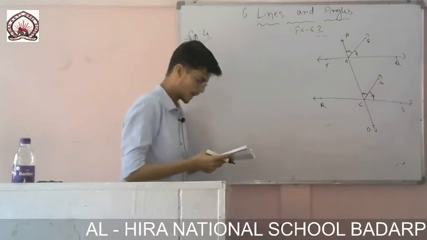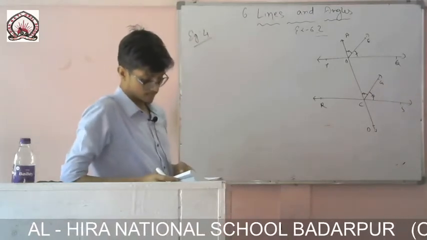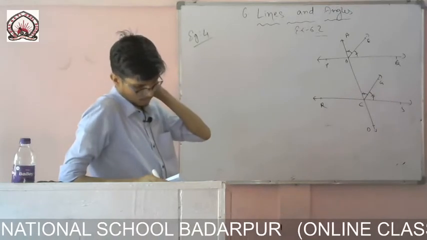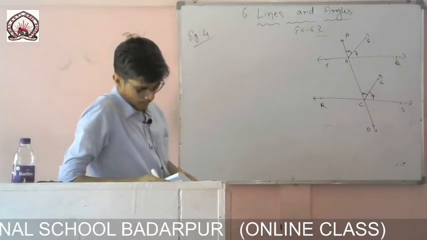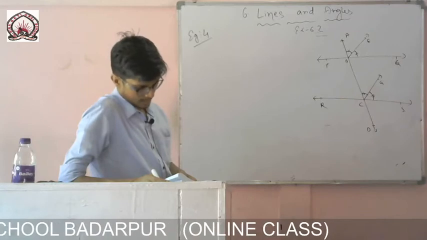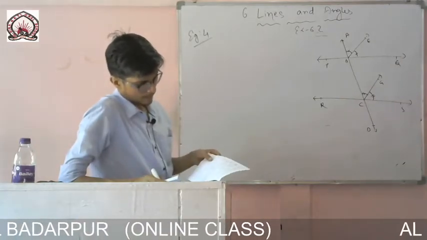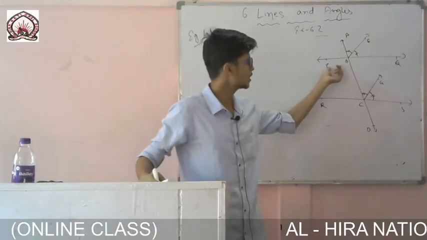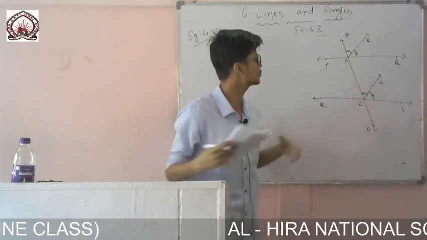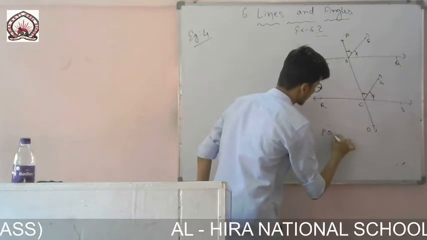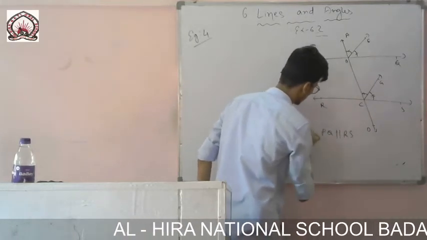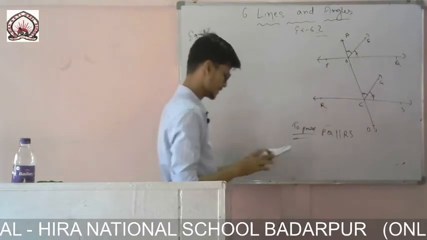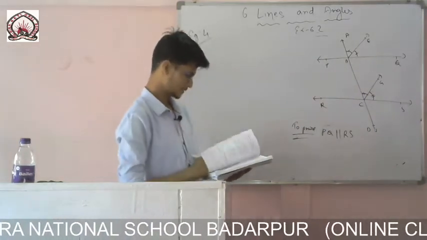Now the question is given like this: if a transversal intersects two lines such that, what I have drawn, it is given. Now you have to solve it. You have to prove that these two lines are parallel. You have to prove that PQ is parallel to RS. It is not given that these two lines are parallel. You have to prove PQ is parallel to RS.